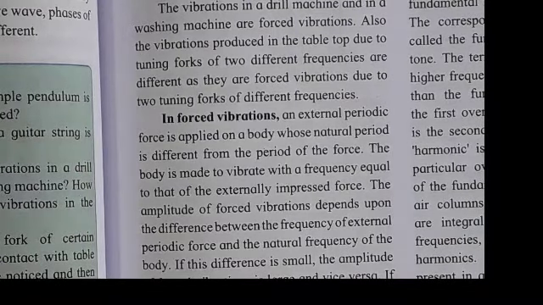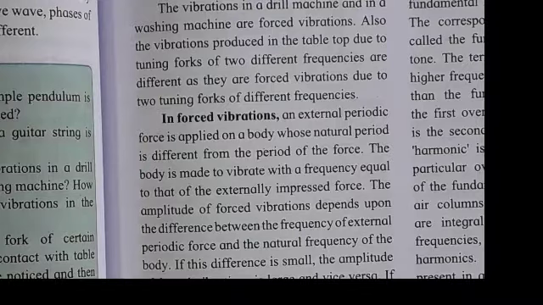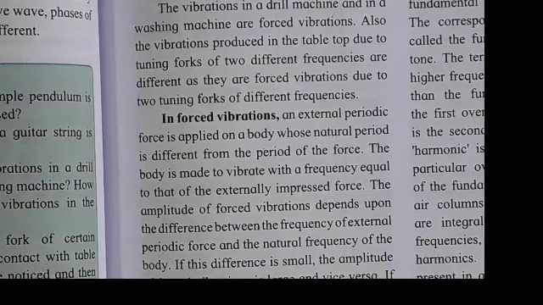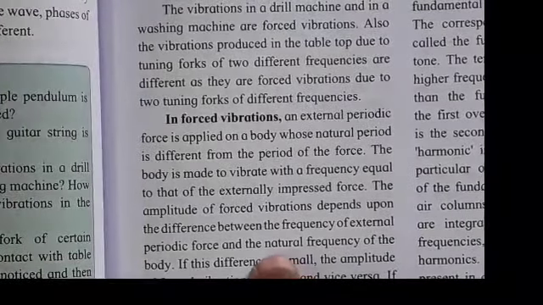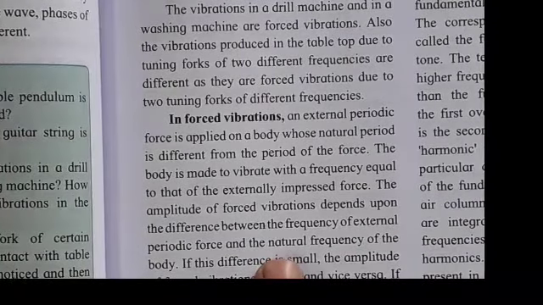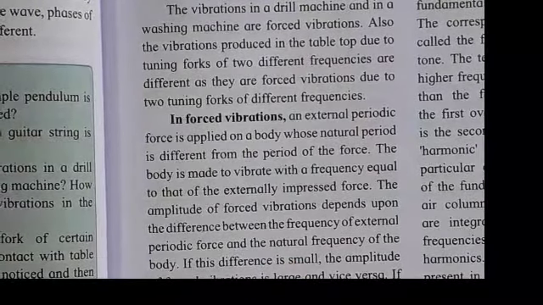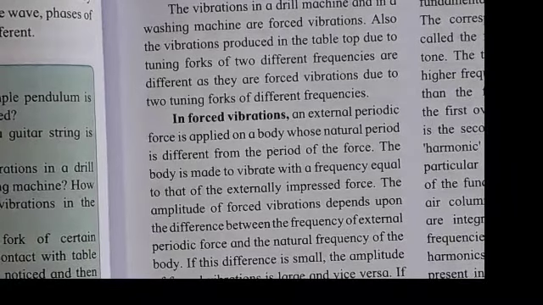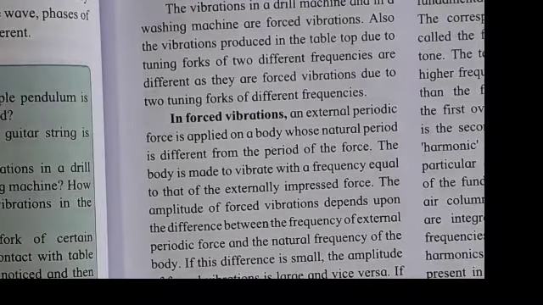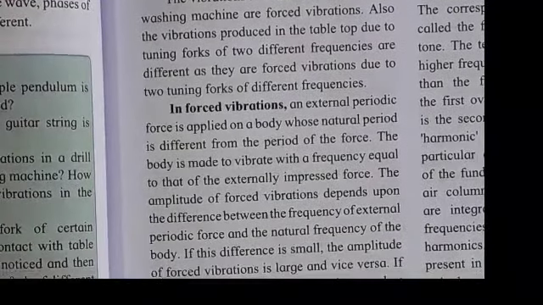Now we have to see forced vibration. The vibration of a drill machine and of a washing machine are forced vibrations. Also, the vibration produced in a tabletop by a tuning fork. You know that in the sonometer experiment, the tuning fork is tapped on a rubber pad, and its stem is touched on the wooden table. Then there is vibration, and this vibration is nothing but forced vibration. Tuning forks of different frequencies can be applied on the top of the table, and this is due to forced vibration.